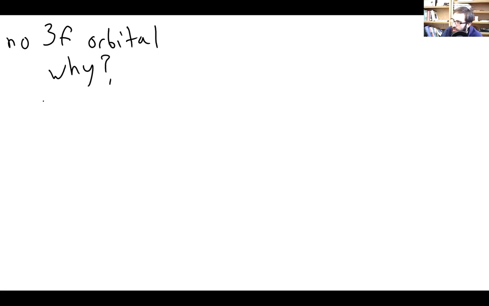Okay. Well, what does that mean? If we have a 3f, the 3 tells us that n equals 3. What does the f tell us? The f tells us, if you remember from the chart in the last video, that L equals 3.